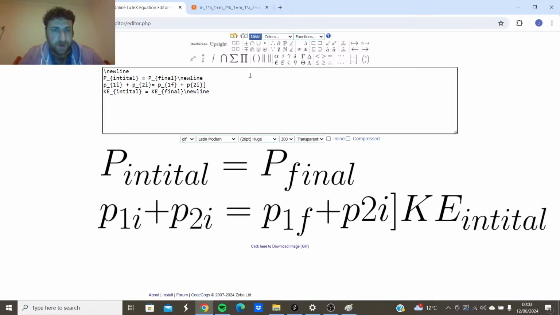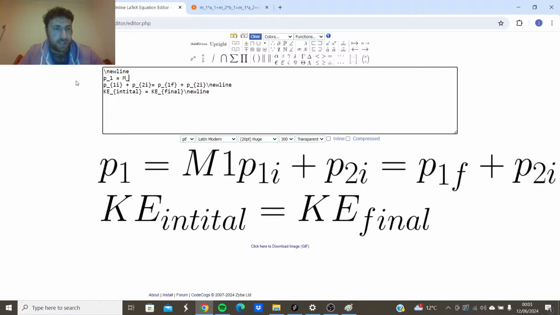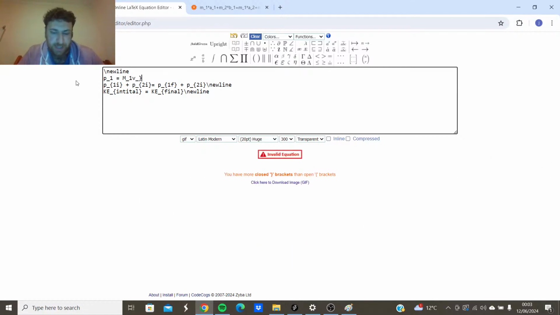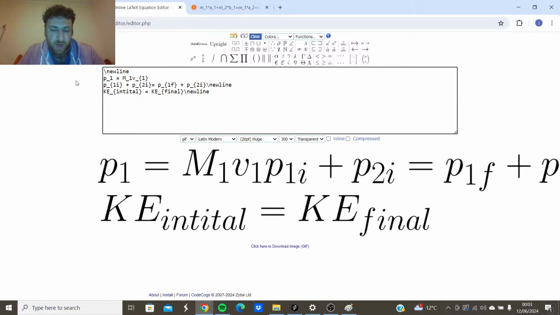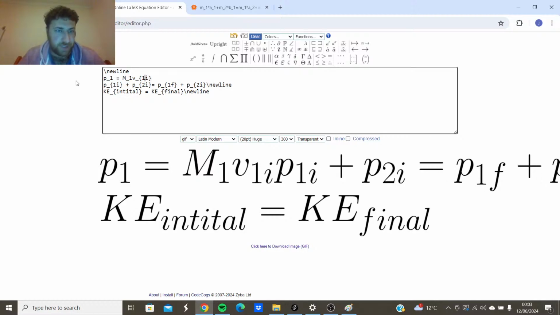And remember that by momentum we mean the mass times the velocity. So P1 equals M1 V1, so P1I equals M1 V1I.